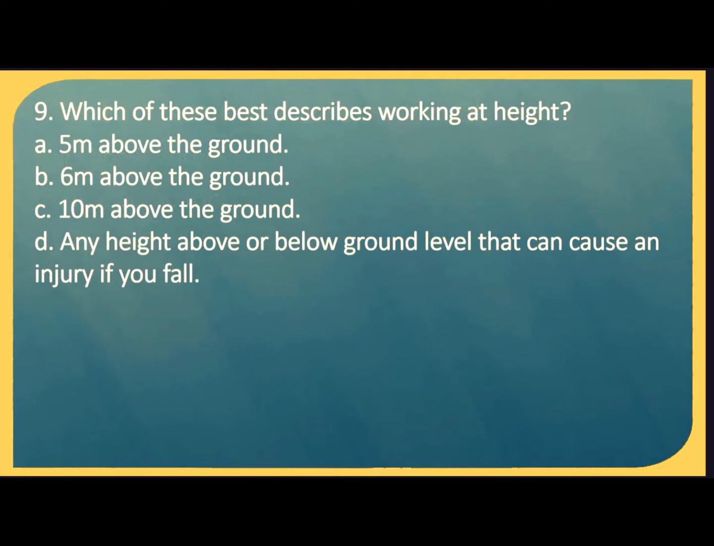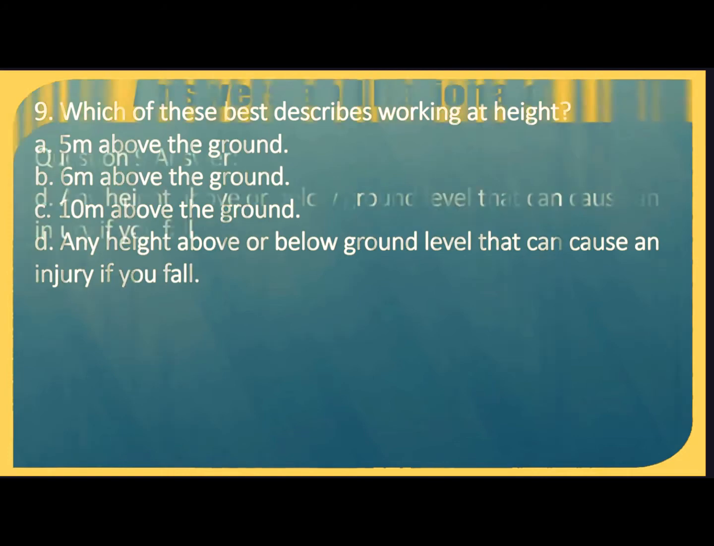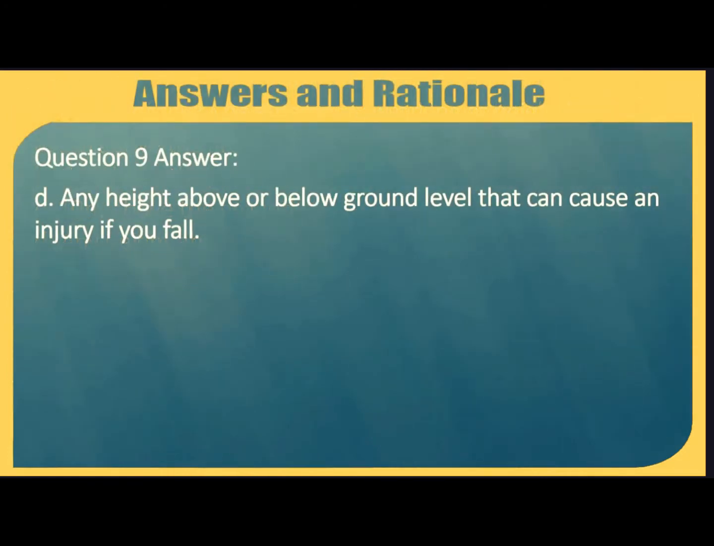Question 9. Which of these best describes working at height? A. 5 meters above the ground. B. 6 meters above the ground. C. 10 meters above the ground. D. Any height above or below ground level that can cause an injury if you fall. Question 9. Answer: D. Any height above or below ground level that can cause an injury if you fall.